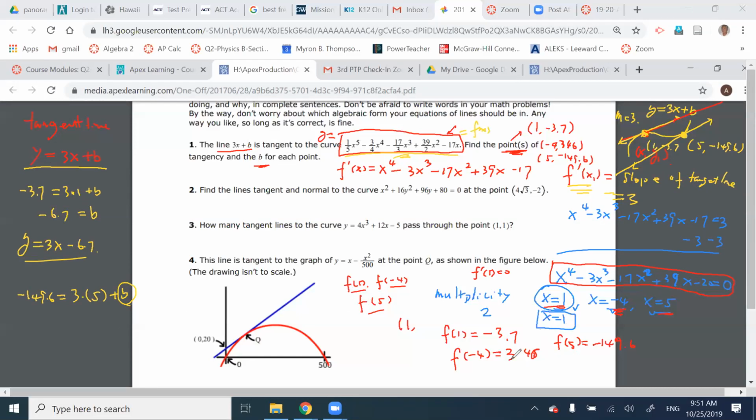Similarly, you can find it when x equals negative 4, y equals that one, plug it into the equation of the tangent. So you can get those, right? No problem? Okay. Is that clear?